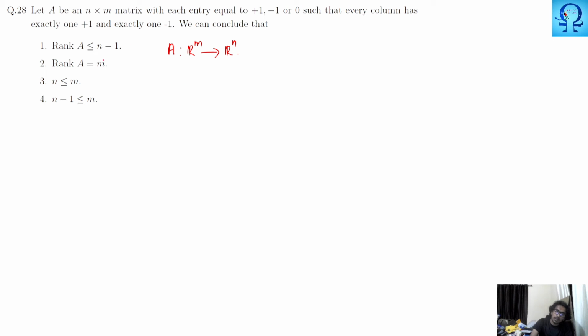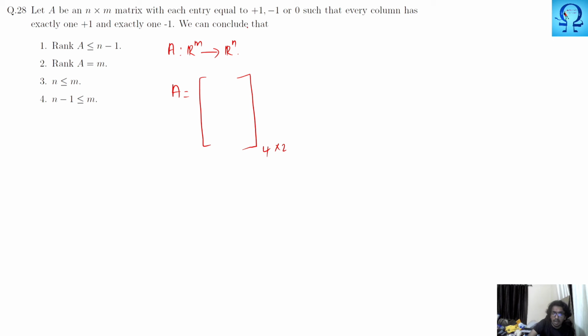The options say the rank is n minus 1, the rank is m, and some relation between n and m is given. Here they are saying n has to be smaller than or equal to m, which means rows can be smaller or rows and columns can be equal. Let me try to construct something different. In the third and fourth options they are saying that n has to be smaller than or equal to m and n minus 1 has to be smaller than or equal to 1. So let me choose two columns and four rows and check whether it satisfies the hypothesis of the theorem or not, because my intuition says those two cannot be true.